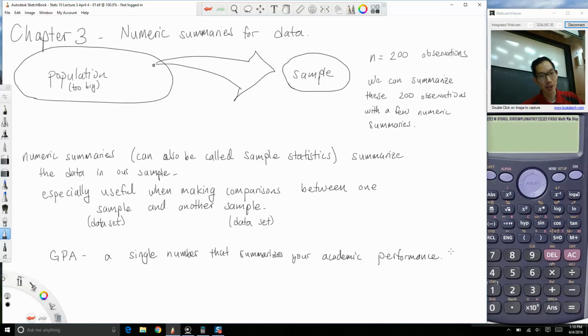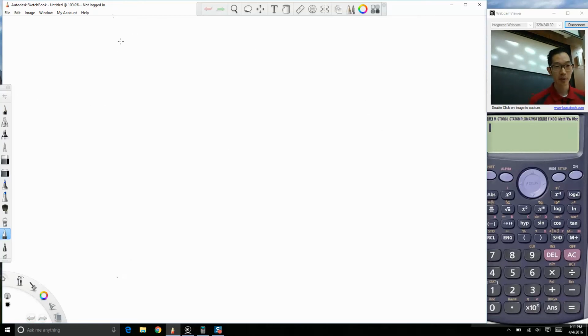That's the double-edged sword of using numeric summaries or sample statistics: they summarize a lot of data into a single number, which is very convenient and useful, but using that single number as the end-all be-all of everything is probably not wise either. So we have things like the GPA to summarize academic performance. I'm going to flip over to the next slide here. And so we have other specialized numeric summaries.